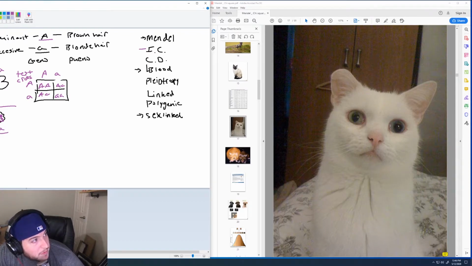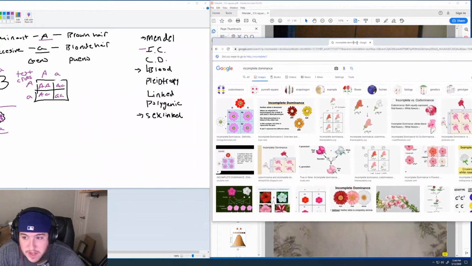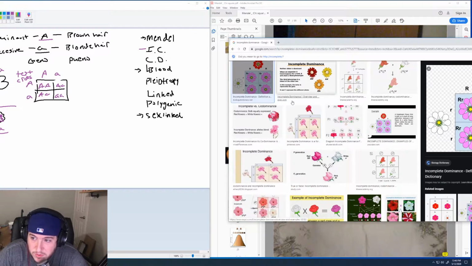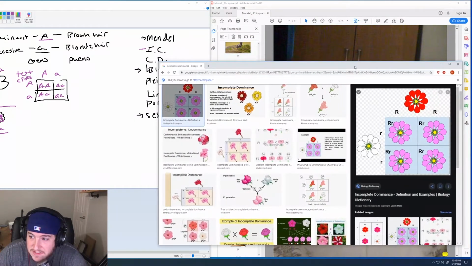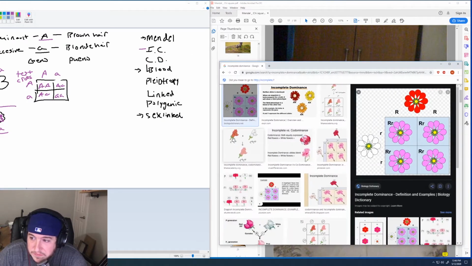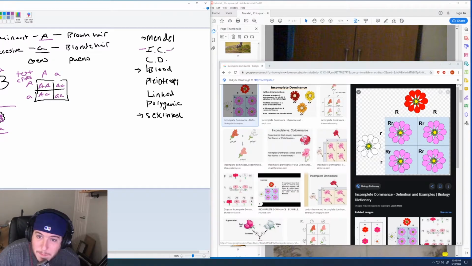But an incomplete dominant trait sort of says the opposite. An incomplete dominant trait says that those two traits are going to, in fact, mix together. So what we can see here is our red flower and our white flower are going to mix together to form a purple flower or a pink flower. So with incomplete dominance, we get a mix of two traits, okay?